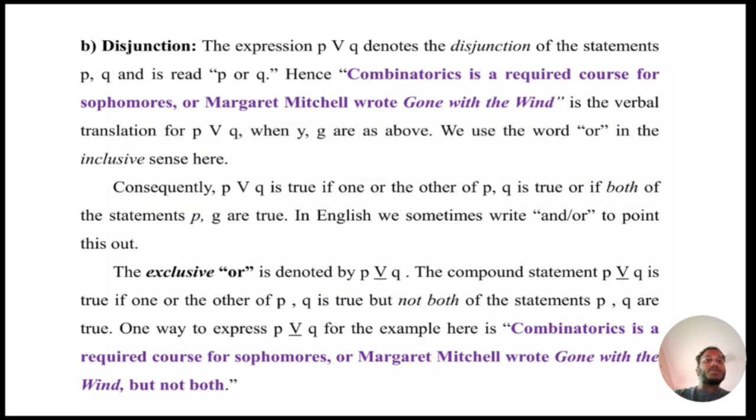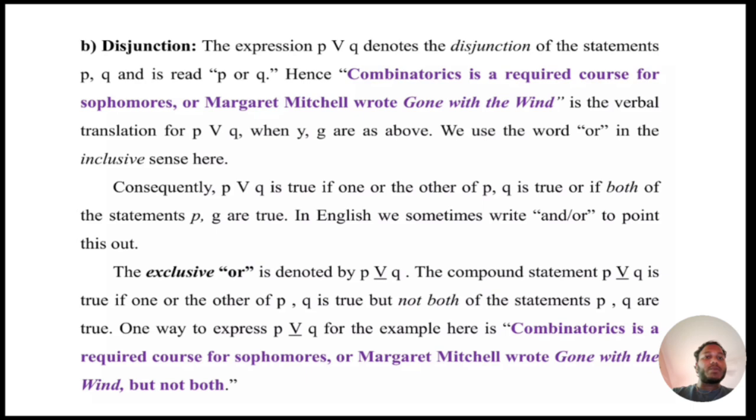Disjunction. The expression P ∨ Q denotes the disjunction of the statements P and Q, and is read P or Q. Hence: Combinatorics is a required course for sophomores or Gone with the Wind was written. Consequently, P or Q is true if one or the other of P and Q is true, or both statements P and Q are true. In English, sometimes we write and/or to point this out.